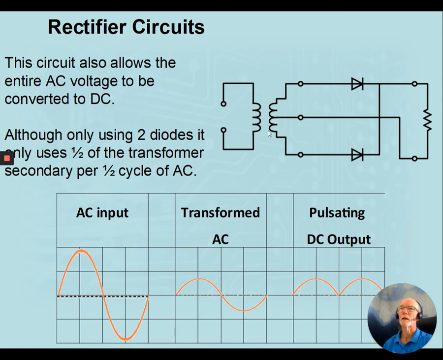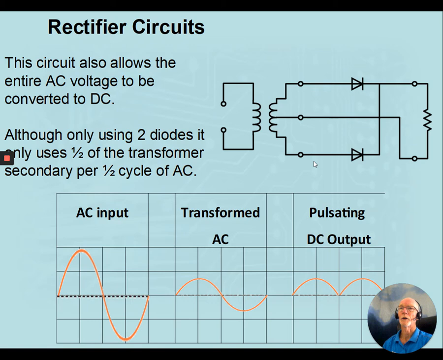On the negative half cycle of our AC, the bottom of our transformer here becomes positive with respect to the center, so current now flows in this direction through this diode, up through there, and in the same direction down through our load resistor and back through our circuit this way. This is known as center tapped full wave rectification. The disadvantage is that it only uses half the transformer secondary for each half cycle.